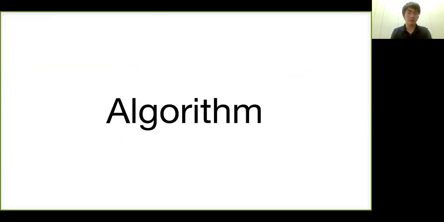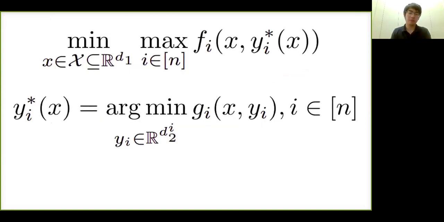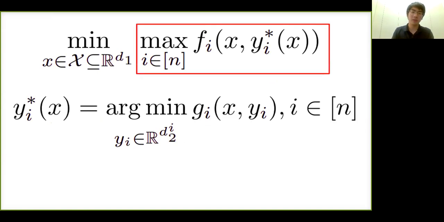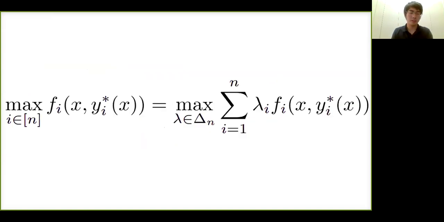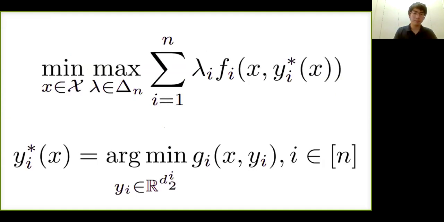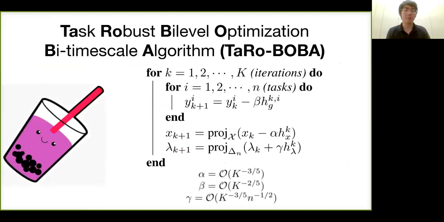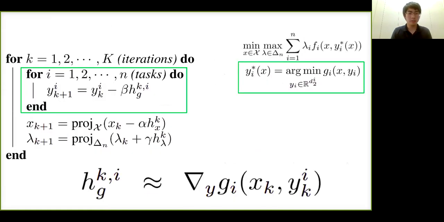Now I'll talk about the algorithm. Before we go over the specifics, one thing to note is that maximums are hard to optimize over, and therefore we replace the maximum with a weighted sum where lambda is on the simplex. Therefore, we end up with this problem. Our algorithm to solve the problem is called TARO-BOBA. Let's go over this in more detail.